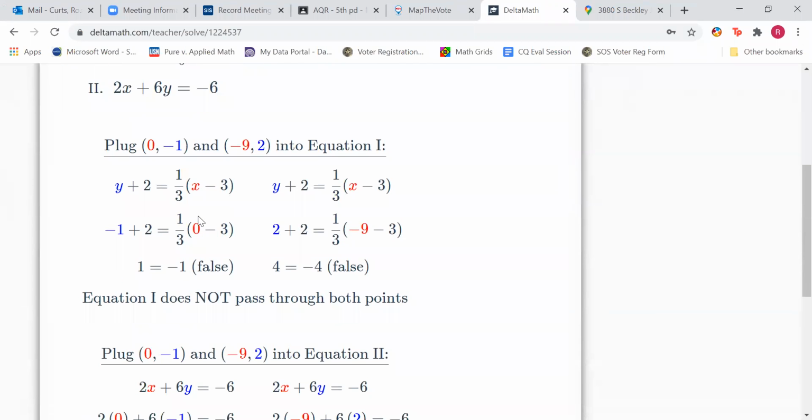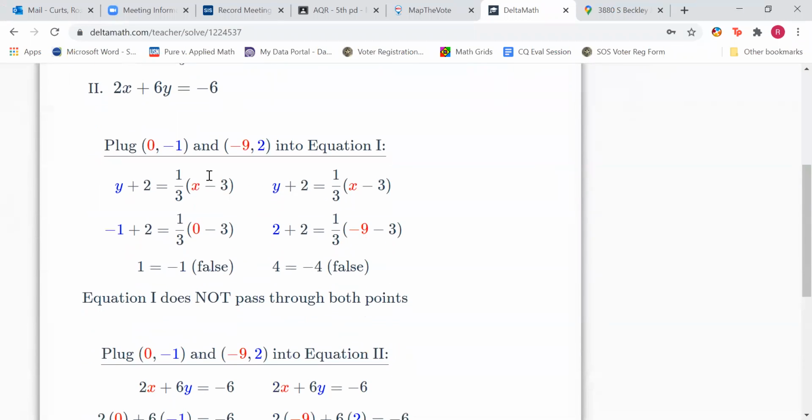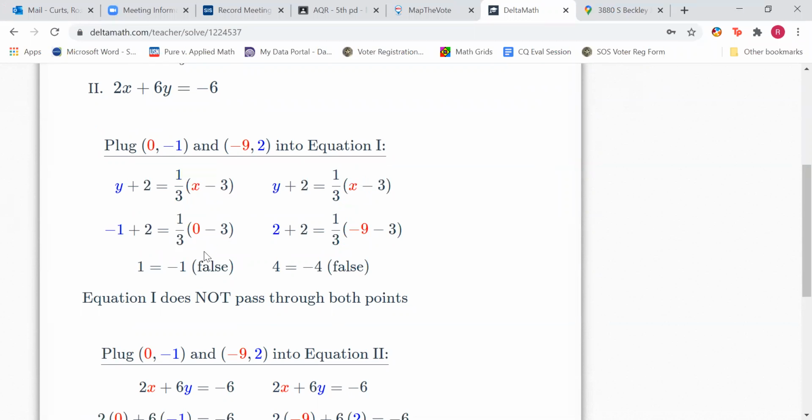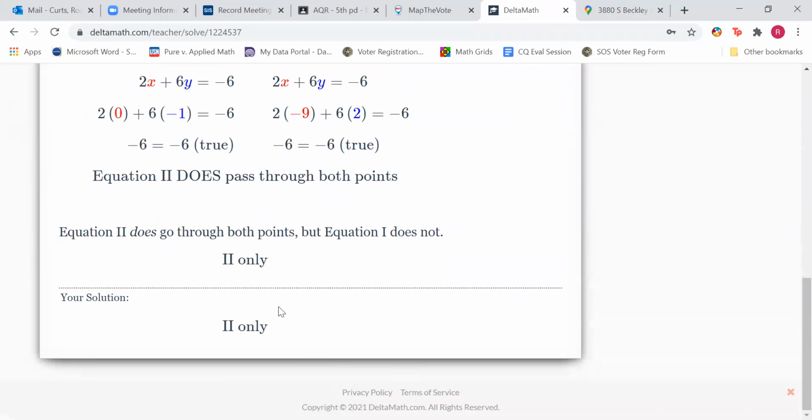So see, in the explanation that it always gives you, here it tests both points in equation 1. I didn't make you test the second point in equation 1 because I already knew after the first that it had to be false. And then testing the points in equation 2, it does work out. Okay.